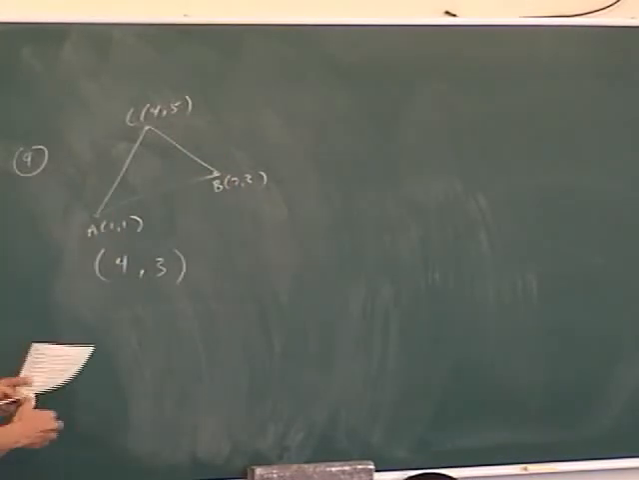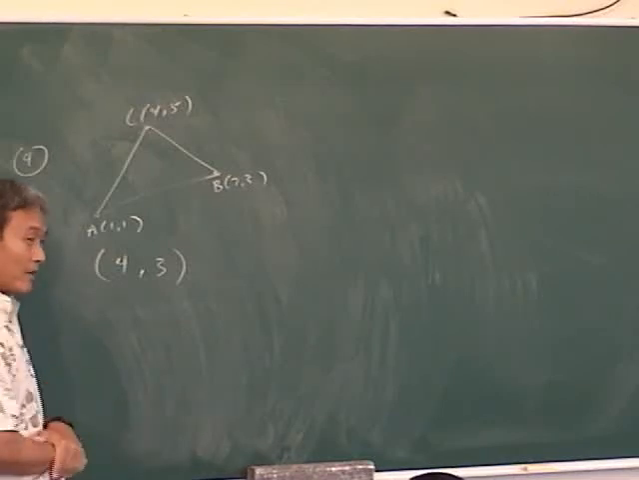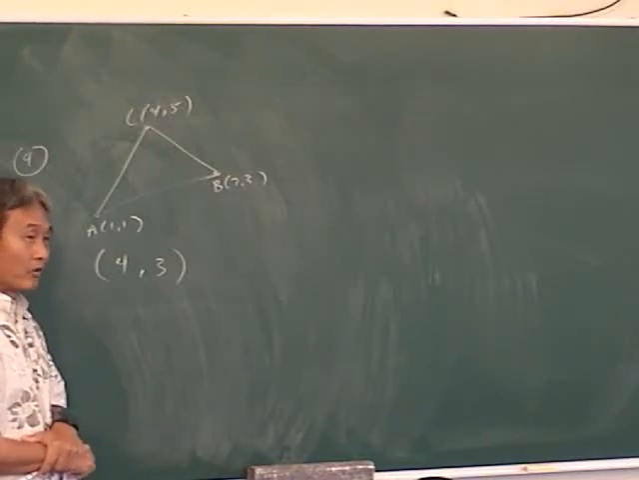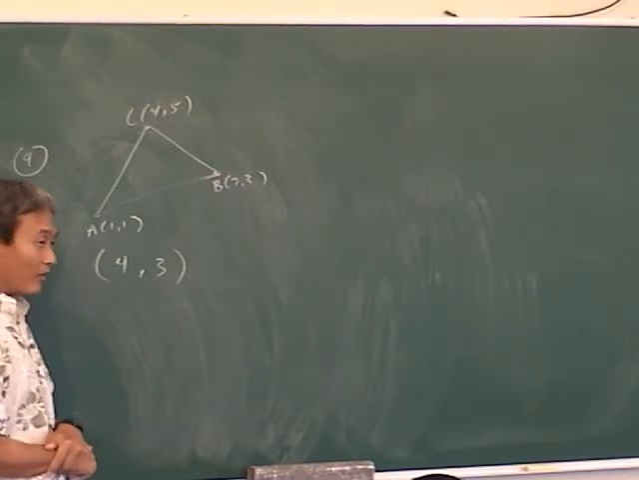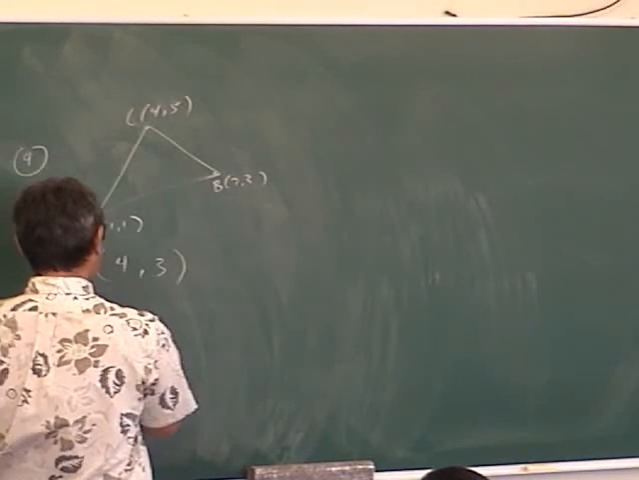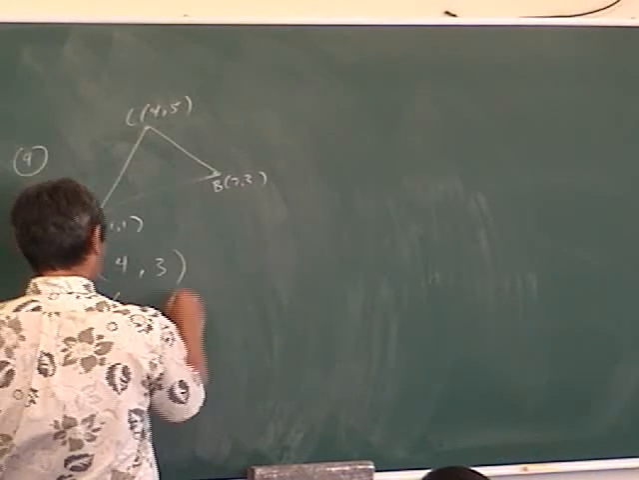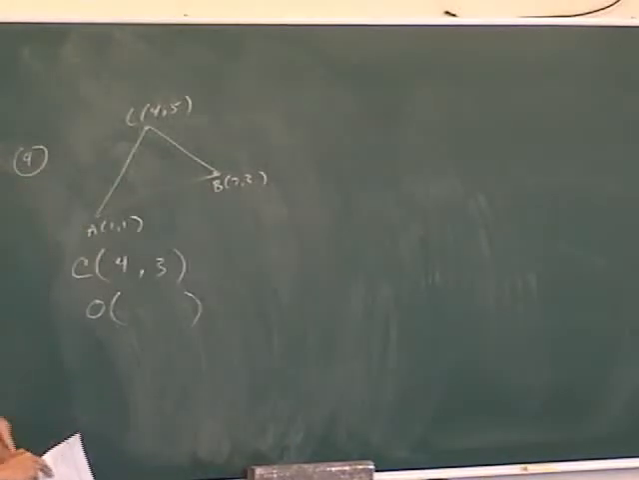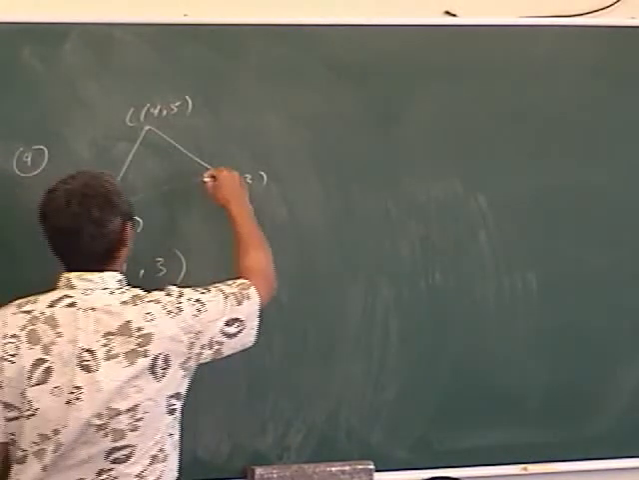Okay, now you gotta decide, do I want the orthocenter or the circumcenter? Which one's easier? If you did your homework, you should know. Plus I told you before. The orthocenter is easier to find. So I'm gonna call this centroid O for orthocenter. Now what is the orthocenter? It's the intersection of the altitudes.